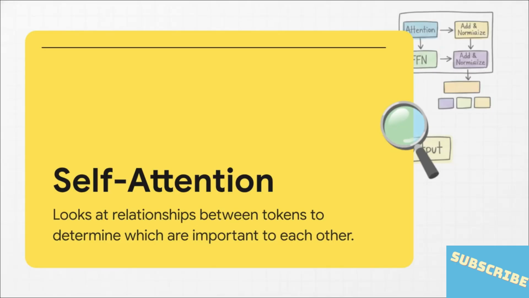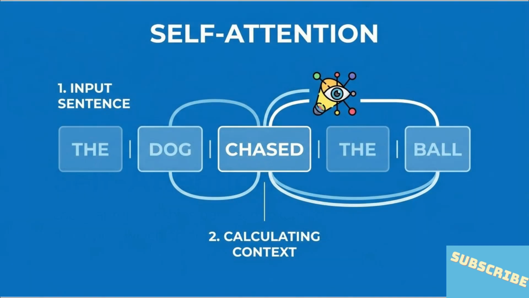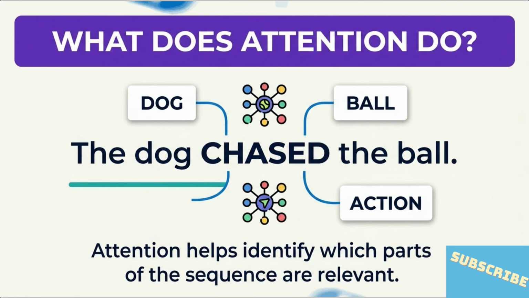Now, the absolute most fascinating part of this engine is the multi-head self-attention component. This is the magic we mentioned earlier. This is the specific part of the engine that looks at the relationships between all the tokens to determine which ones are actually important to each other. When it reads, the dog chased the ball, attention is the mechanism calculating exactly how strongly the word chased relates to dog versus how it relates to ball.